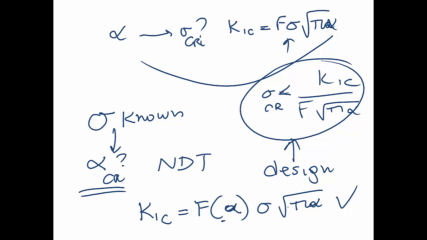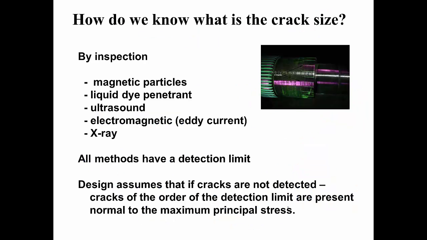But the idea is that you have one unknown. You know the stress from your design, and then you can make a decision as to what is the critical crack size that your structure can afford to have without any major problem. So, what are the techniques that are used to detect existing cracks?